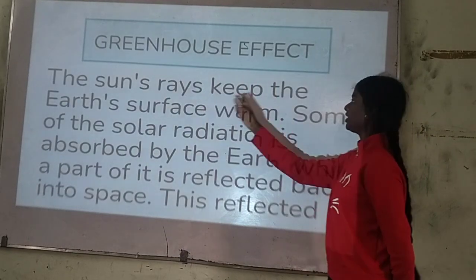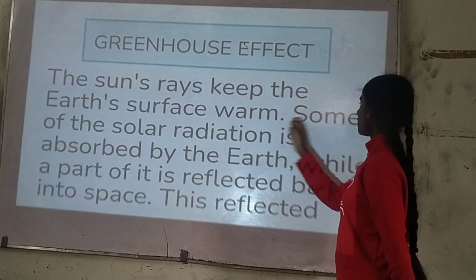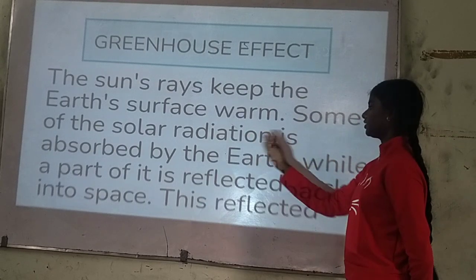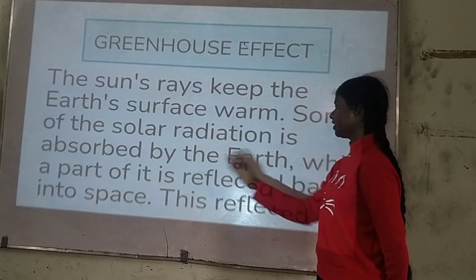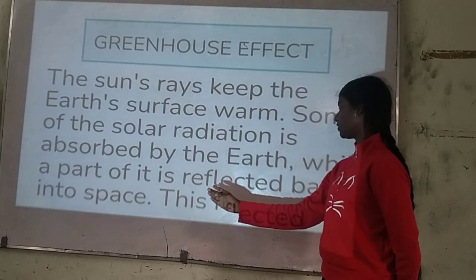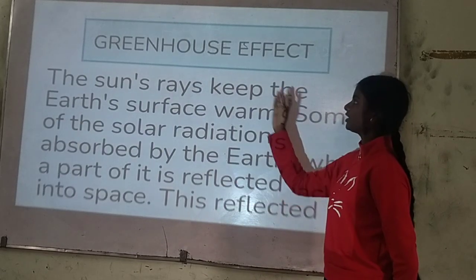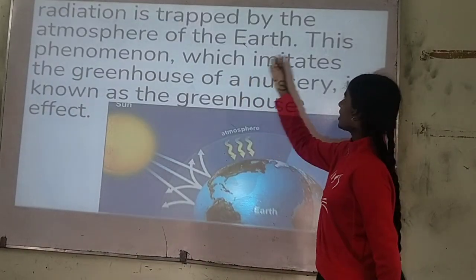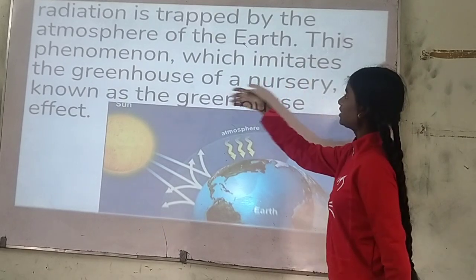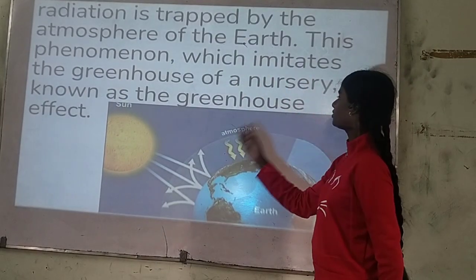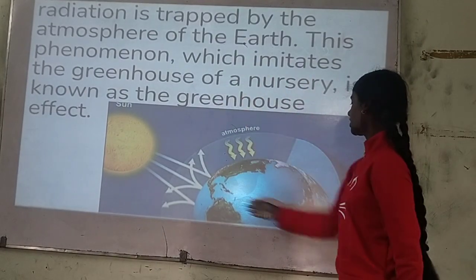Greenhouse effect. The sun's rays keep the Earth's surface warm. Some of the solar radiation is absorbed by the Earth, while a part of it is reflected back into space. This reflected radiation is trapped by the atmosphere of the Earth. This phenomenon, which imitates the greenhouse of a nursery, is known as the greenhouse effect.